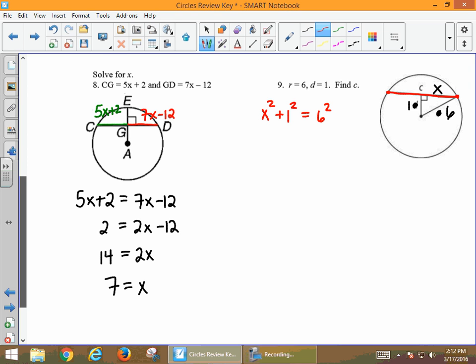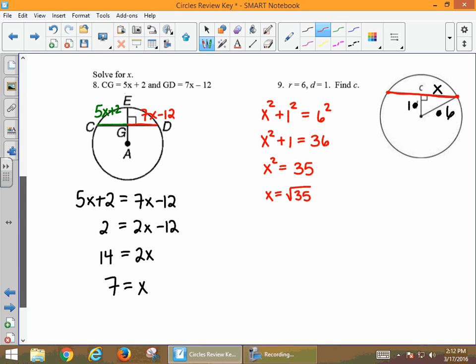So this is x squared plus 1 equals 36. Subtract 1, and x squared equals 35. And then I take the square root, so x equals the square root of 35. It's just under 6. It's probably like 5.8, something like that. 5.8 or 5.9. I'll leave it as the square root of 35.